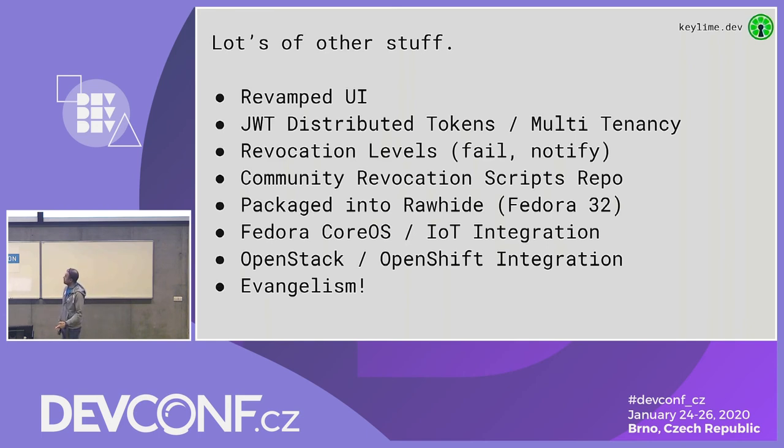We're packaged into Rawhide, so in Fedora 32 you'll be able to install Keylime. We're starting to look at how we can integrate with Fedora CoreOS and IoT. Keylime, I should mention, is a very good fit for your cloud computing scenario of a cloud consumer and a cloud provider, but it's also very good for IoT. Anything that's remotely outside of your trust boundaries, that's where Keylime comes in. OpenStack and OpenShift integration, we're starting to look at that. And evangelism, which is what I'm currently doing, getting out and talking about Keylime to people.